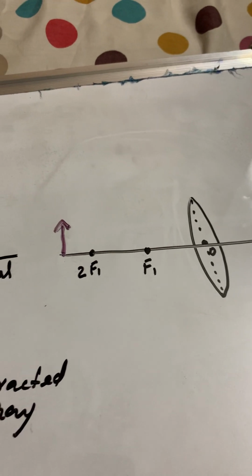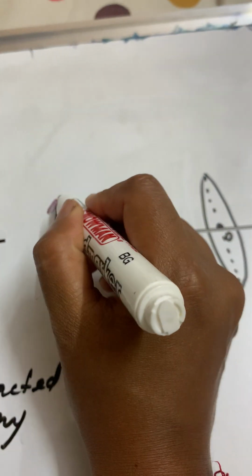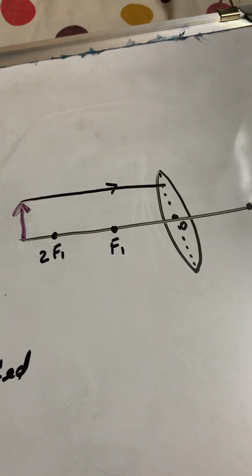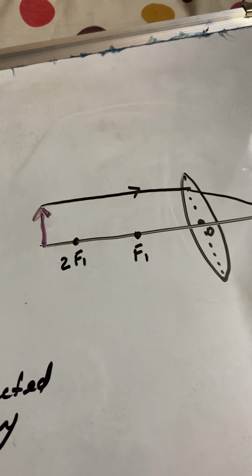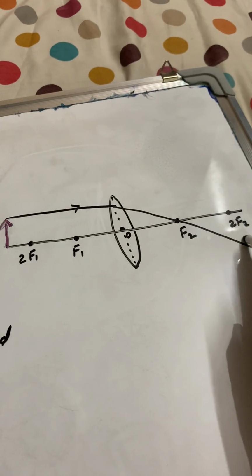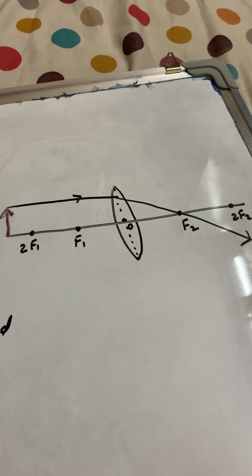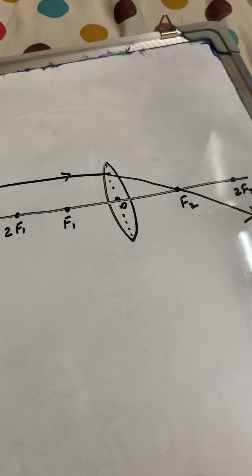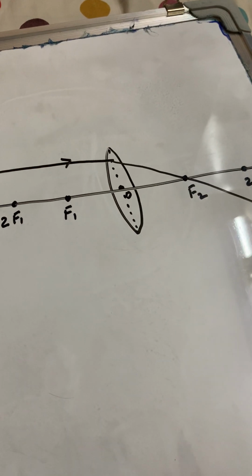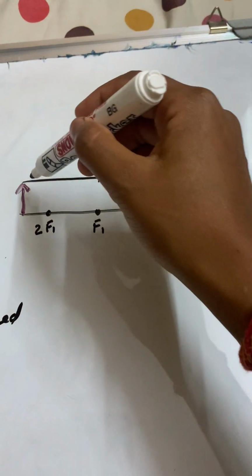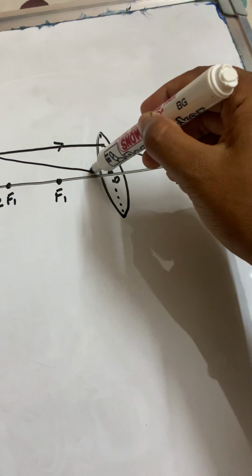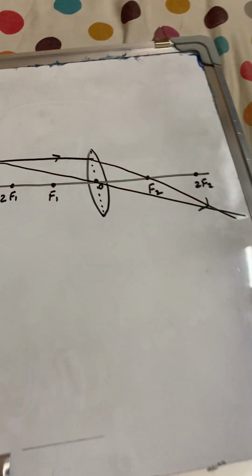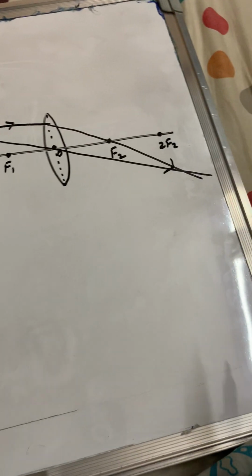Now let us apply the rules. Rule number 1: from the tip of the object, a ray which is parallel to the principal axis should pass through the focus on refraction. Then from the tip, again, 2 minimum refracted rays we need in order to make the image. So another, an incident ray passing through the optic center will pass undeviated, right?